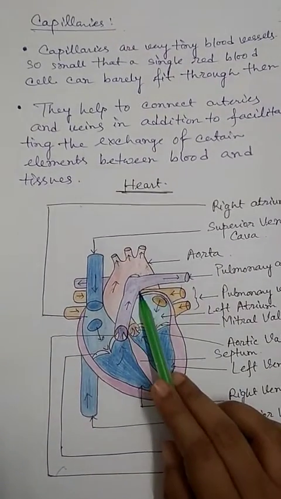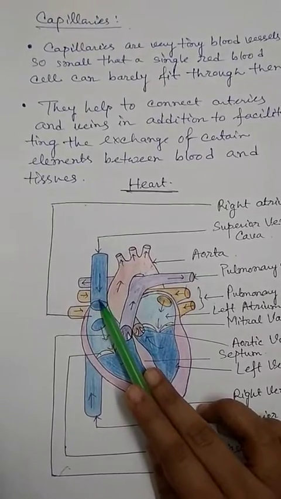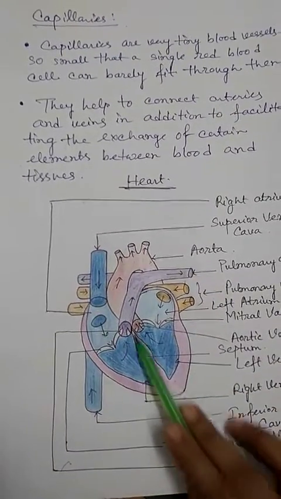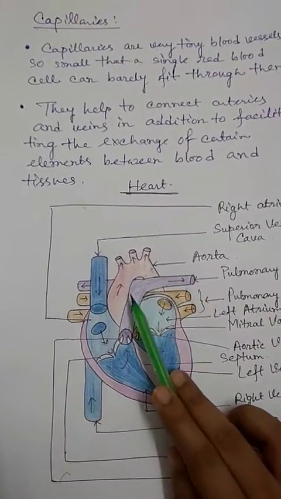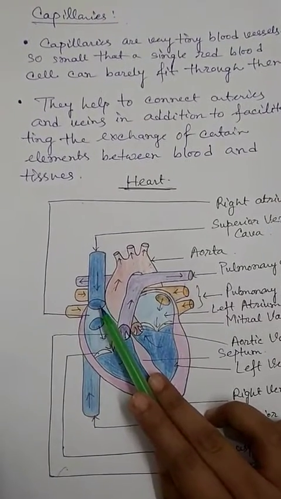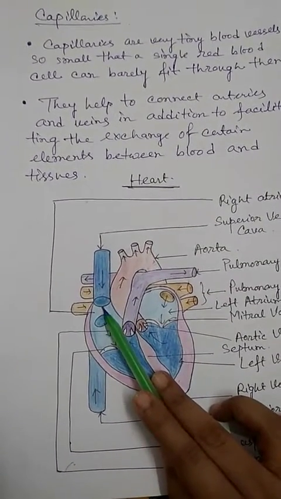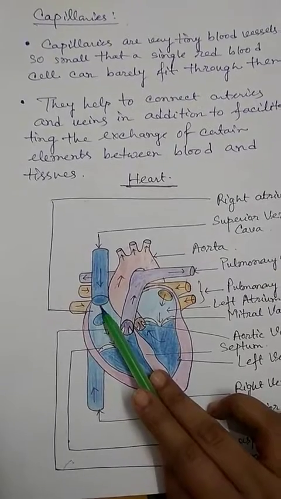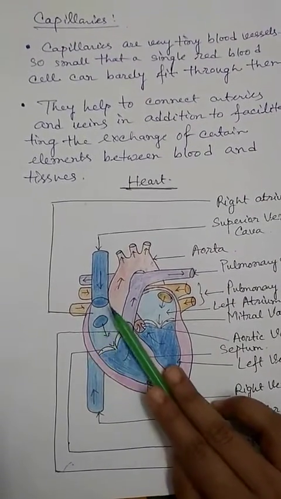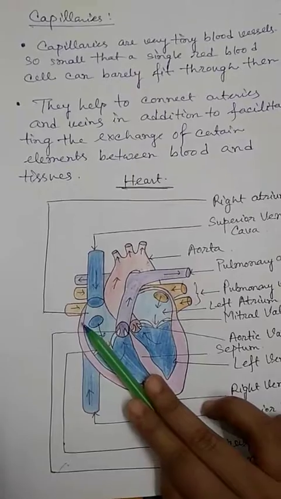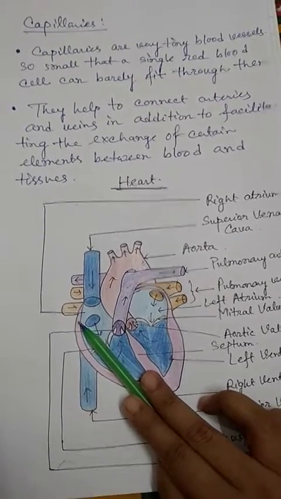Why am I saying purification? Because from here to here, the blood is deoxygenated blood, meaning carbon dioxide is present in this type of blood. So the right side of the heart carries the deoxygenated blood.